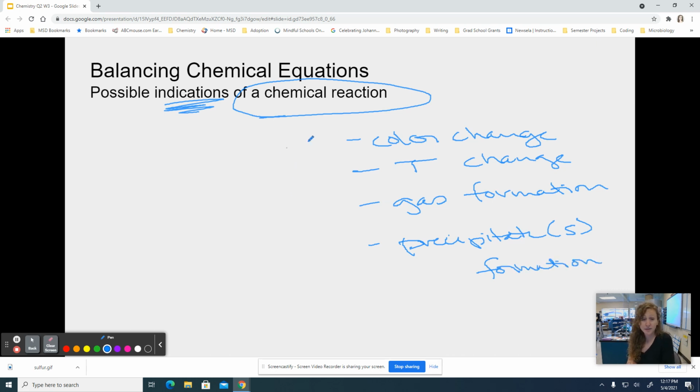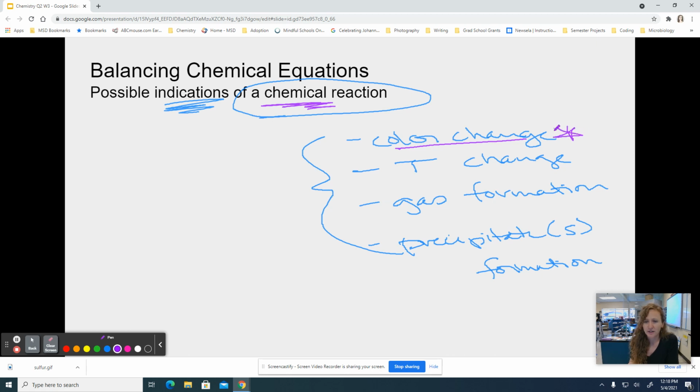All right, here are a couple things you may observe as you watch reactions happen. And if you see these, it may be a result of a chemical reaction. It's not for sure because we'll go through these, and as you can see, some of them can be kind of tricky. So first of all, a color change. If your solution started purple and ended clear, that is an indication that a chemical reaction has possibly occurred.